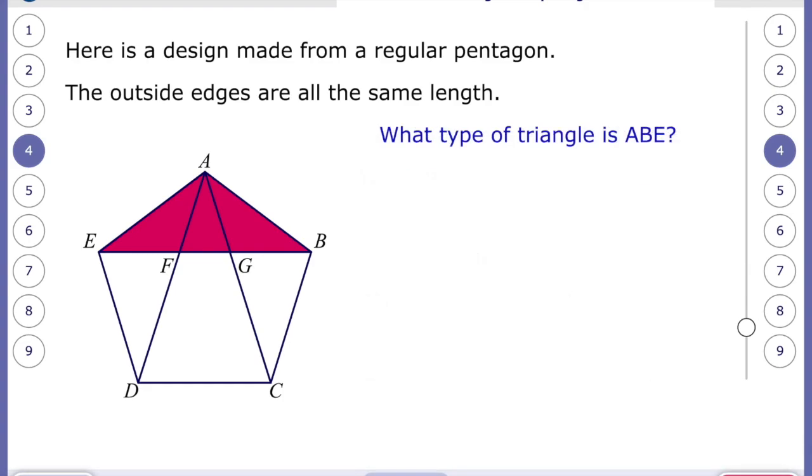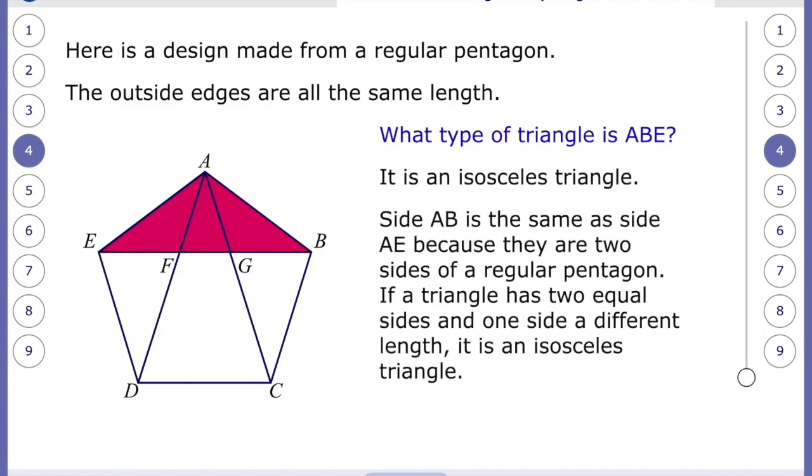Have a think. Look closely. Two sides are the same length and one is longer. So that means it is an isosceles triangle. Well done.